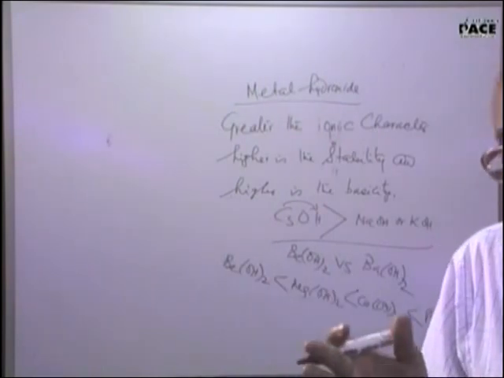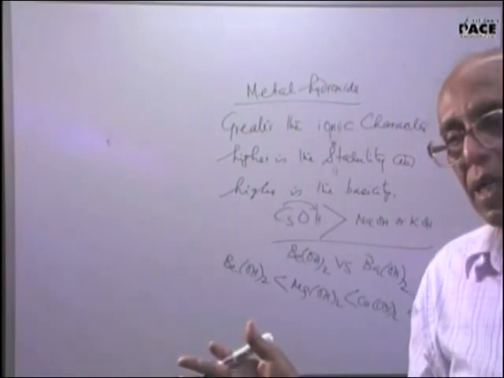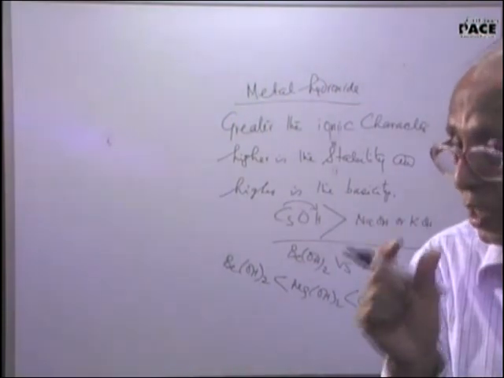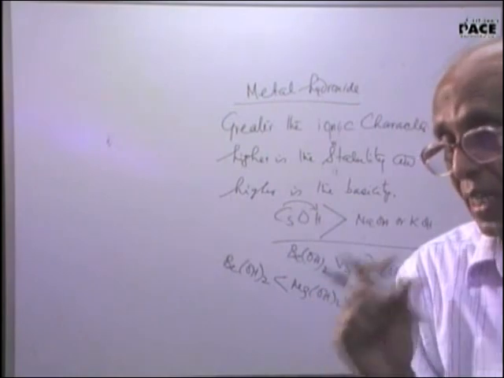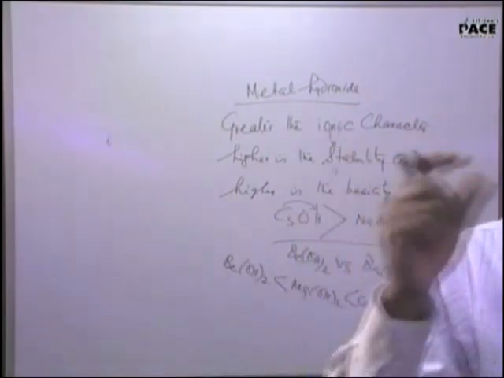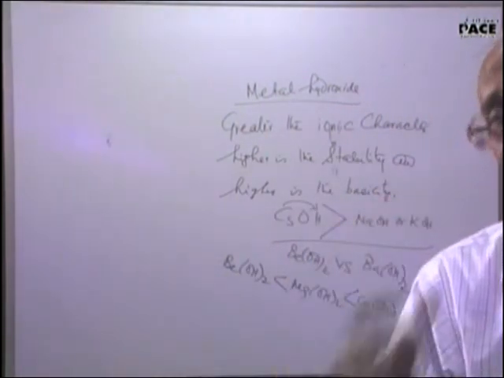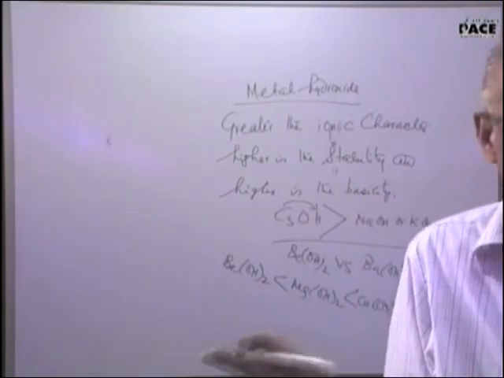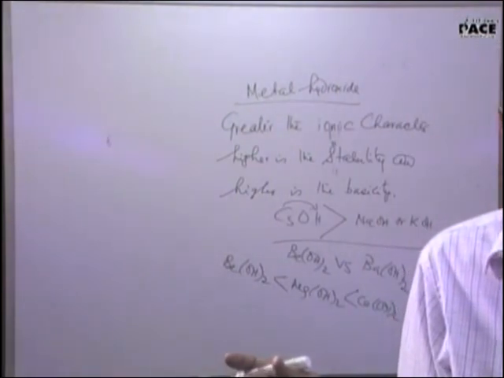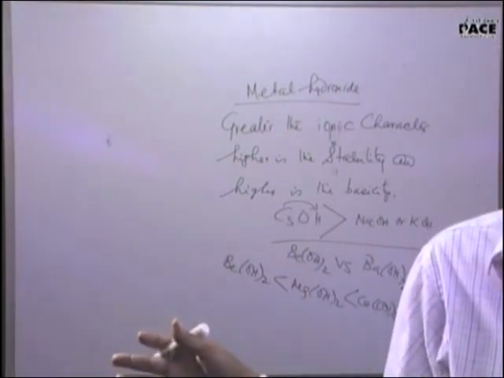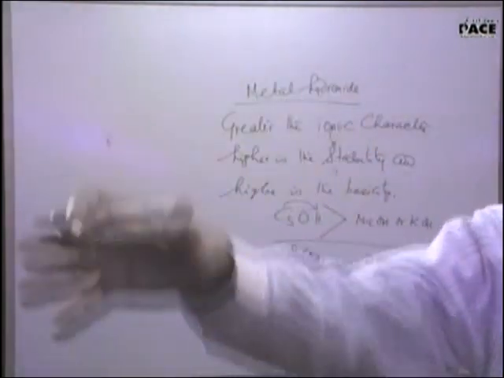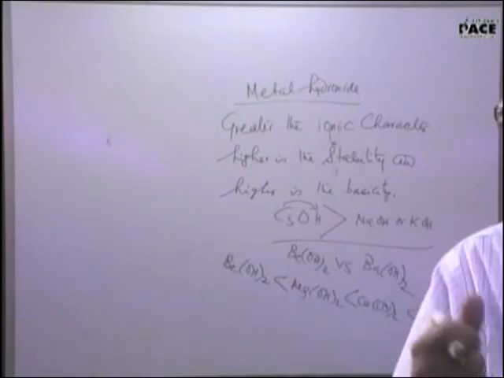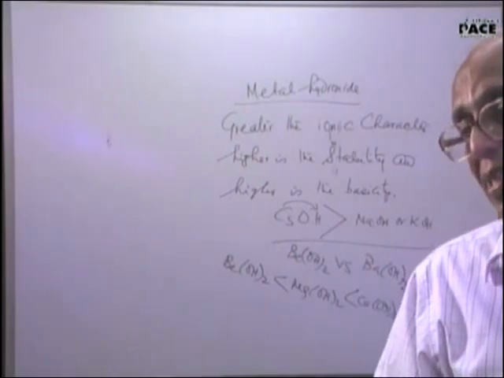So the thermal stability is a measure of ionic character. Greater the ionic character, so it is not only the distance, it is the amount of charge which is displaced from the cation to the anion. That is also responsible. Since the two effects are opposite, distance is increasing, but at the same time charge separation is also increasing. Now, charge separation is becoming more dominant than the increase in distance.